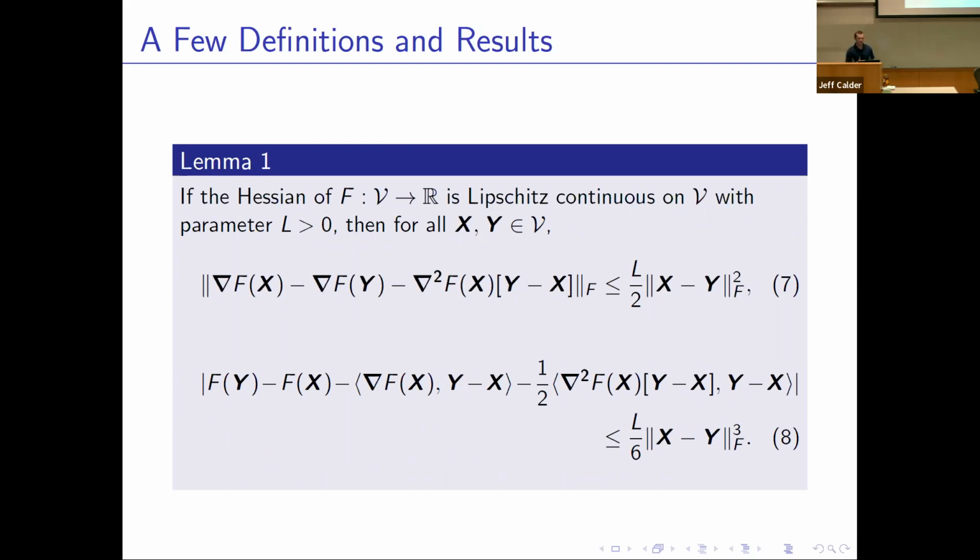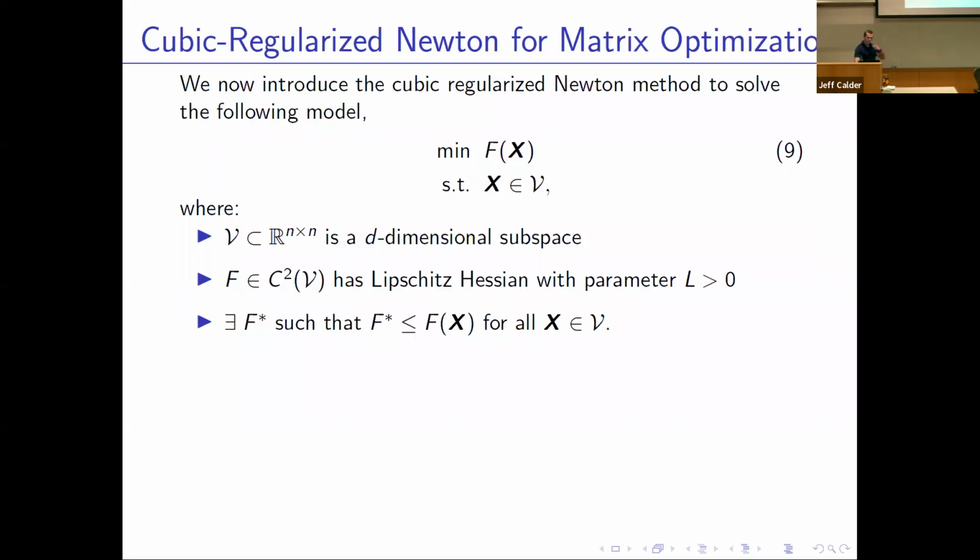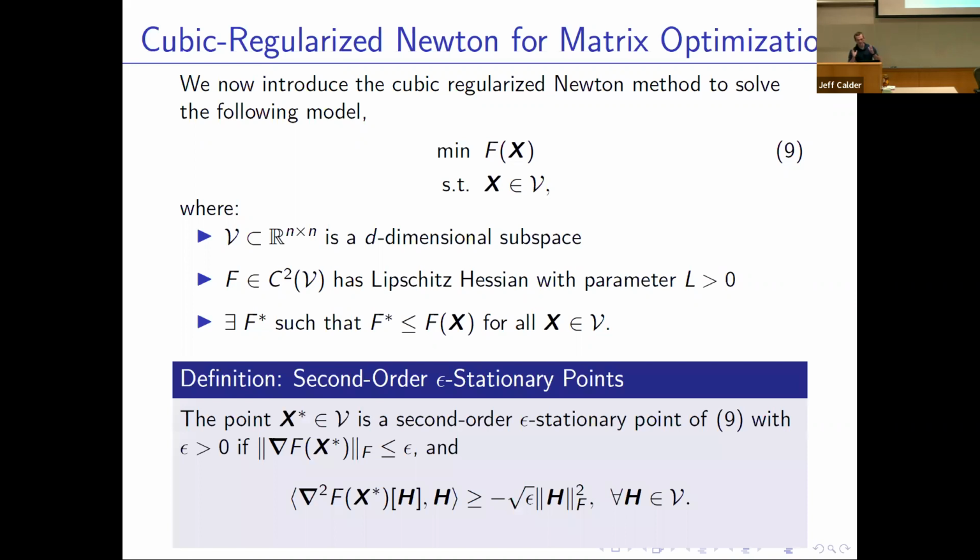And if you go to a text like, say, Absil's matrix optimization text, you can see that an inequality like 8 and more general inequalities like 8 will show up as long as you assume high enough orders of these Lipschitz conditions. In the matrix setting, we're still going to assume very similar things, but now I'm going to be dealing with V being a d-dimensional subspace of R^(n by n). I still need it to be twice continuously differentiable. I still want it to be lower bounded. And we're still going to be working for second order epsilon stationary points.